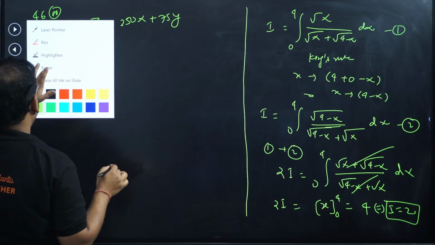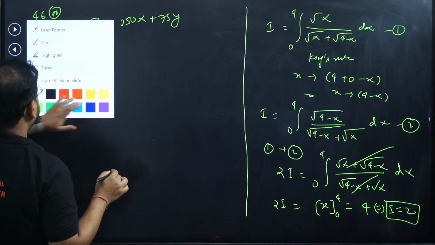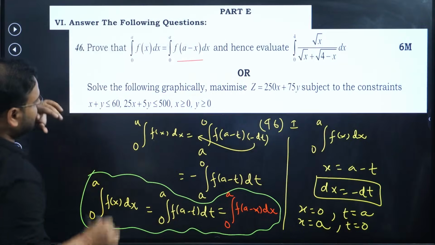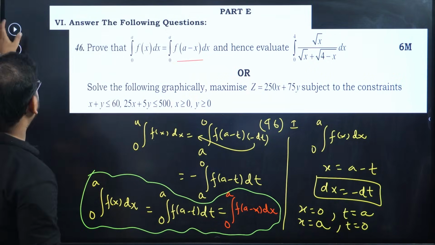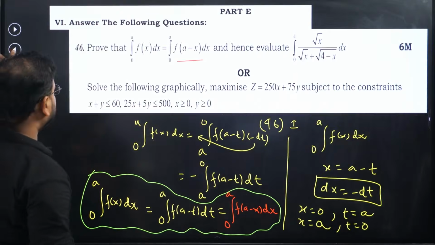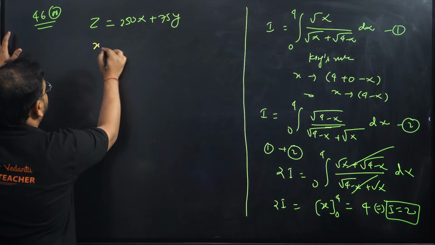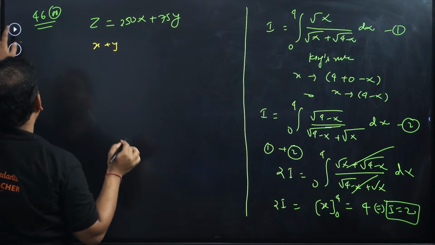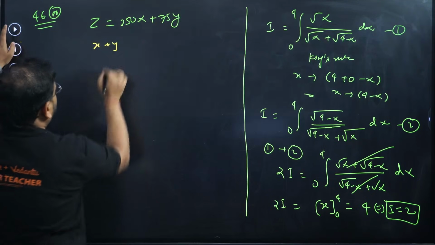Okay, 1 second, guys. Let me just make sure there is no mistake. So 250x plus 75y. Yeah. And the constraint x plus y less than 60.